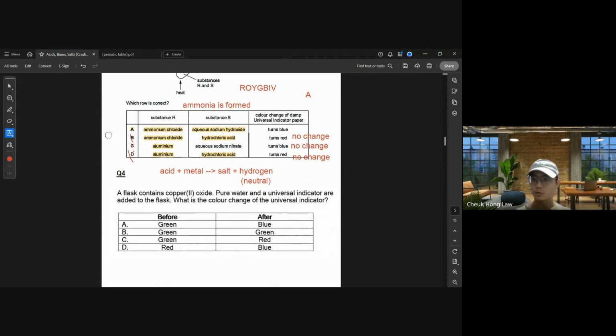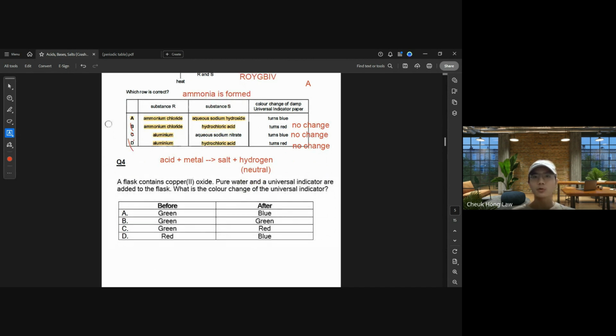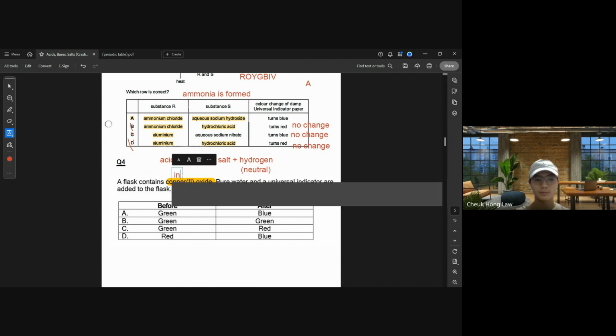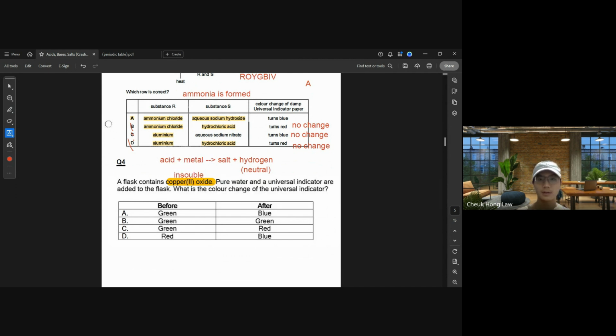Then now we move on to question 4. A flask contains copper 2 oxide. Pure water and a universal indicator are added to the flask. What is the color change of the universal indicator? Firstly, copper 2 oxide is a base, but it is insoluble. Pure water and a universal indicator are added. So what is the color change?